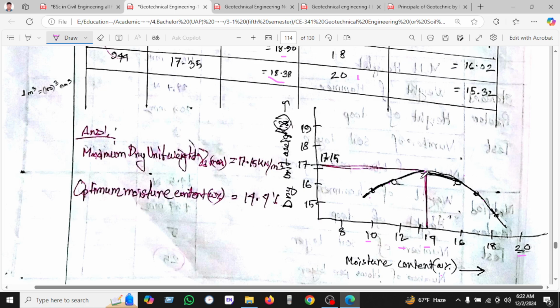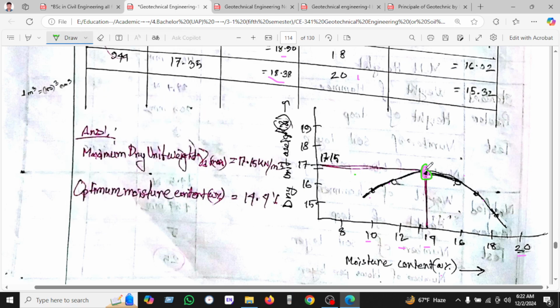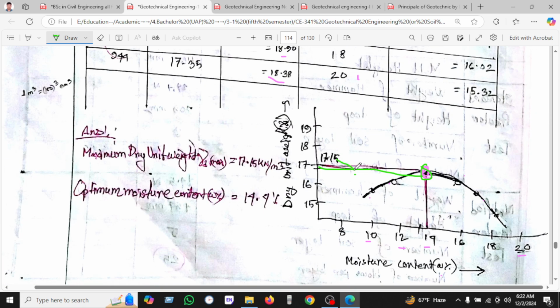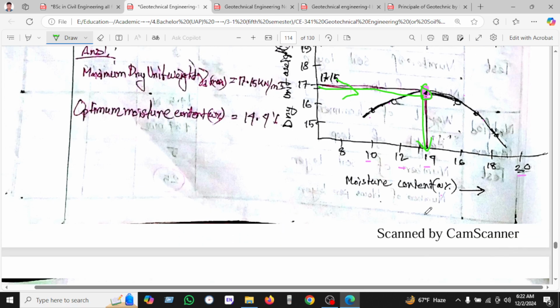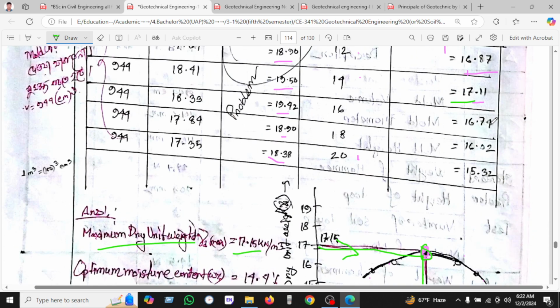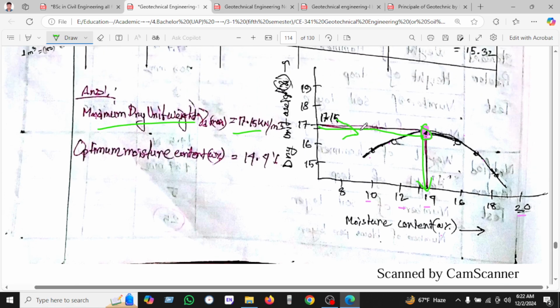So from this point we have found the maximum peak value is here. After changing color, here is the maximum peak value. So the maximum dry density we have found is 17.11. After this position we will find the maximum moisture content. The maximum dry density we have found is 17.15 from this curve, and consequently the optimum moisture content I have found is 14.4% from this curve.